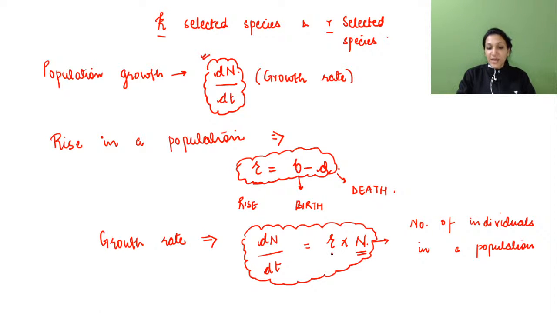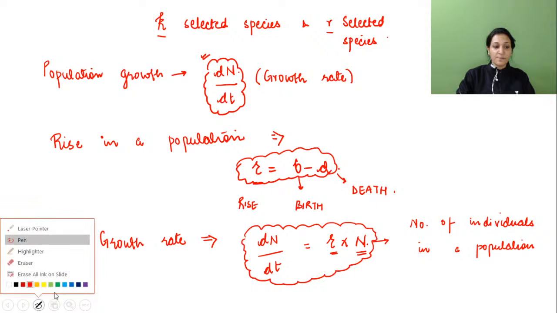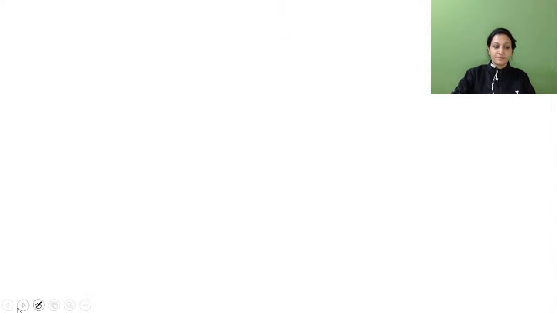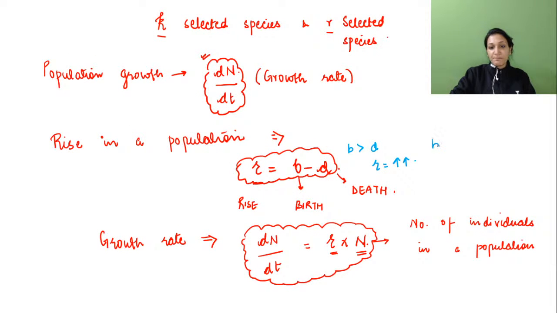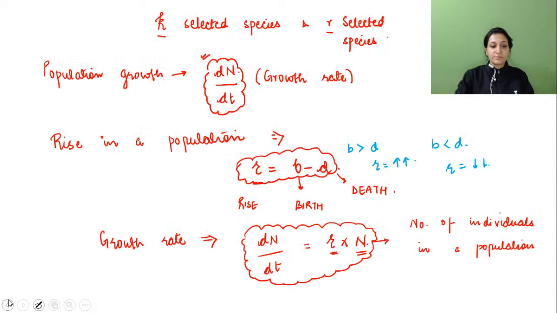Right. If R is increasing, that means the birth rate is more than the death rate. So if B is greater than D, R is going to increase. If B is less than D, R is going to decrease. The growth rate is going to decrease.